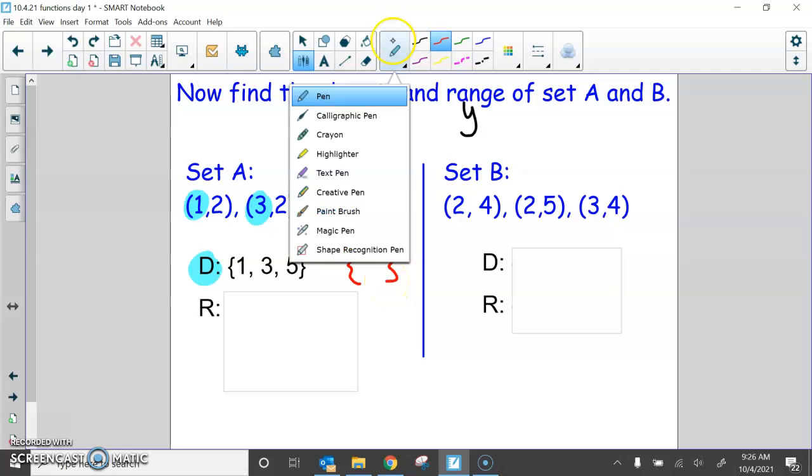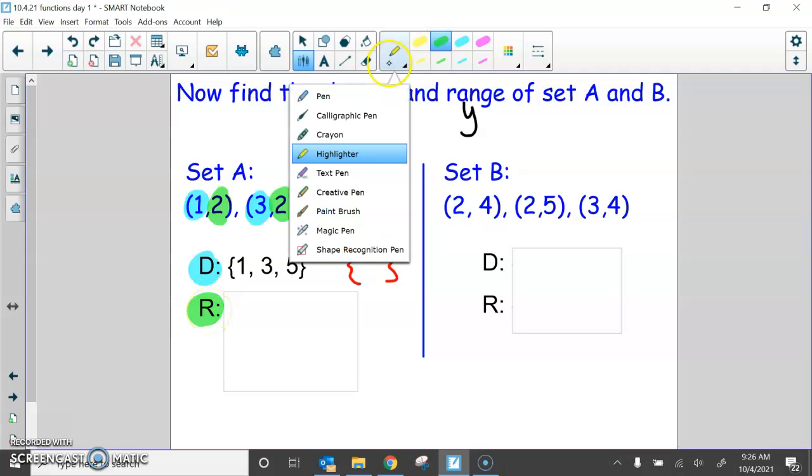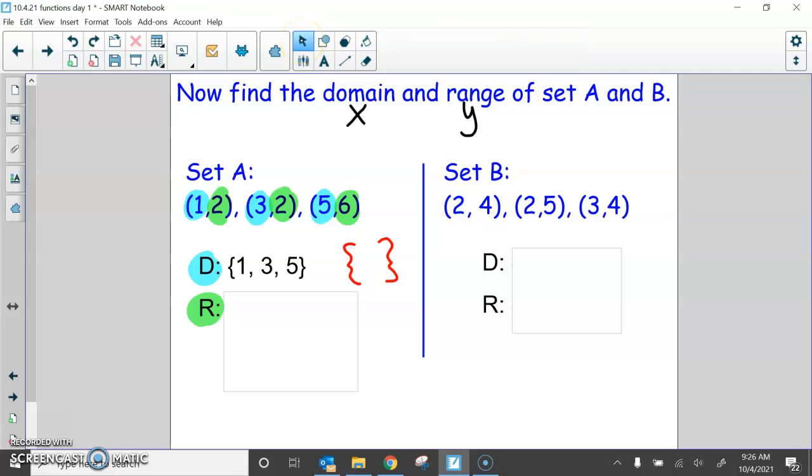Okay, so range are the y values. So in this case, our range, we have a 2 and a 6. Well, these two 2's right here repeat, so I don't need to write them twice. Your range is just going to be 2 and 6. If a number repeats, whether it's for the domain or the range, we don't write it twice, or 3 times or however many. We're just going to write it once.